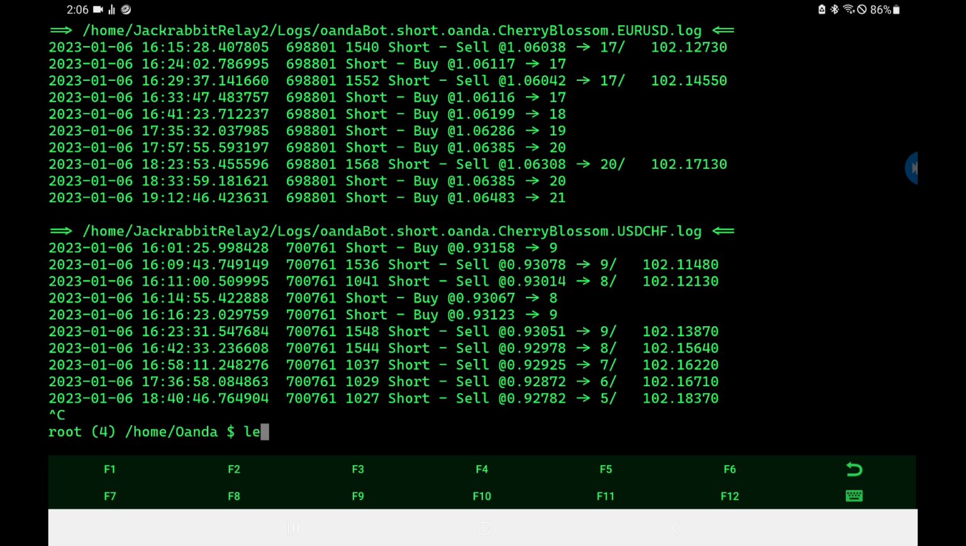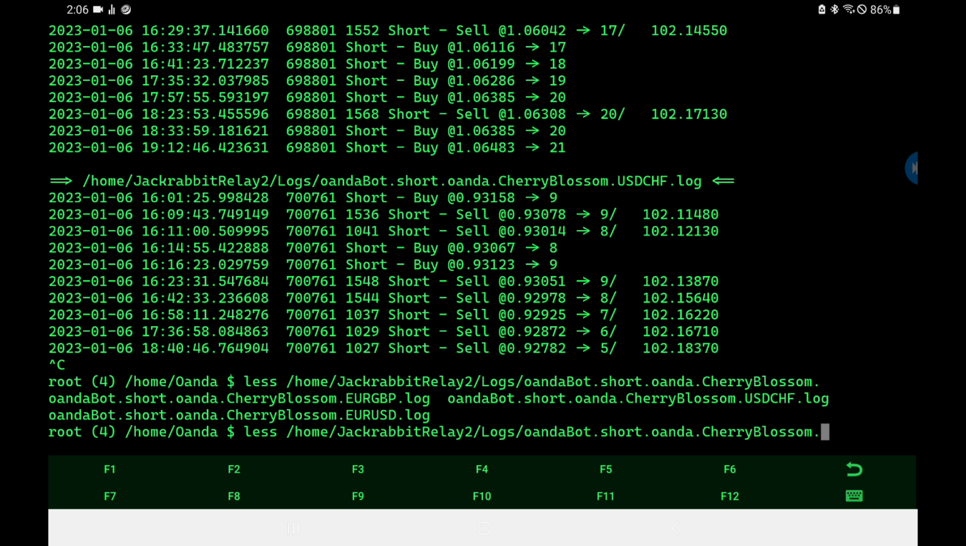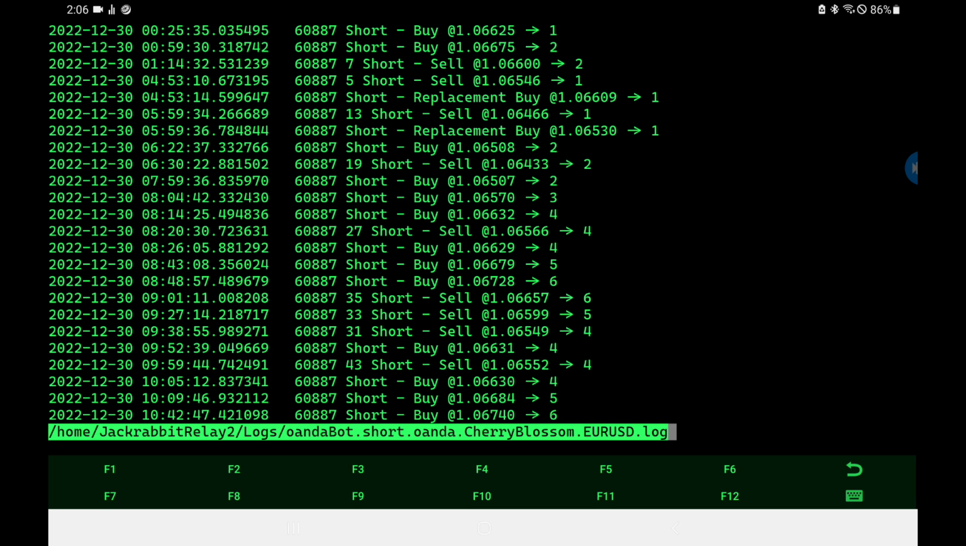But let's just bring up one log. Let's look at the Euro USD. Now, I made some modifications to the logs to show the balance. When I first started this process, and you can see I started it at roughly 12:30 on the 30th of December 2022. It's not been running very long. 6-7 days.